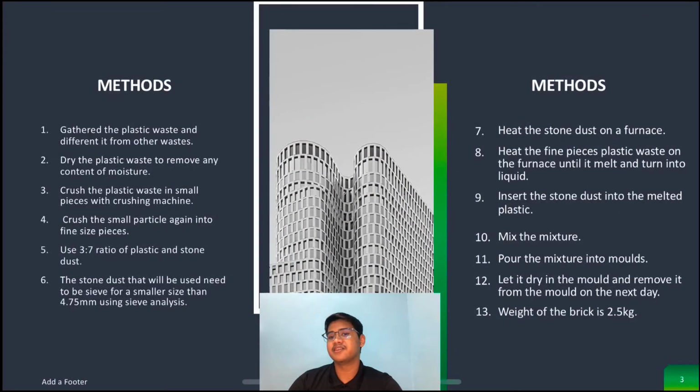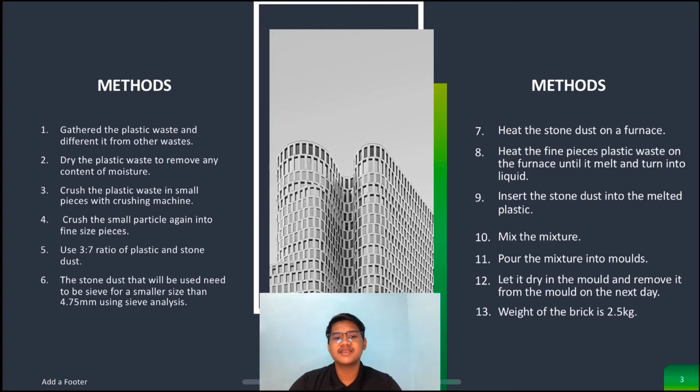The methods of the test that have been done by the author of this article: they gathered the plastic waste and separated it from the other waste. Then they dried the plastic waste to remove any moisture, and crushed the plastic waste into small pieces with a crushing machine. After that, they crushed the small particles again into fine size pieces. Then they used a ratio of 3 to 7 of plastics and stone dust. The stone dust that was used needed to be sieved to a size smaller than 4.75 millimeter using sieve analysis. Then they heated the fine pieces of plastic waste in a furnace until it melted and turned into a liquid.